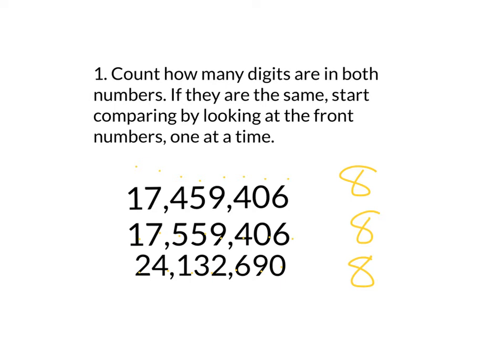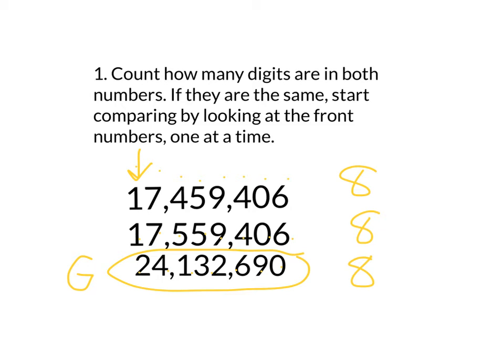So now we're going to compare by looking at the front. The front means this first row. So I have a 1, and a 2. If I have a 2, that means this number is the greatest because 24,132,690 is greater than 17 million, and the other two are both 17 million.